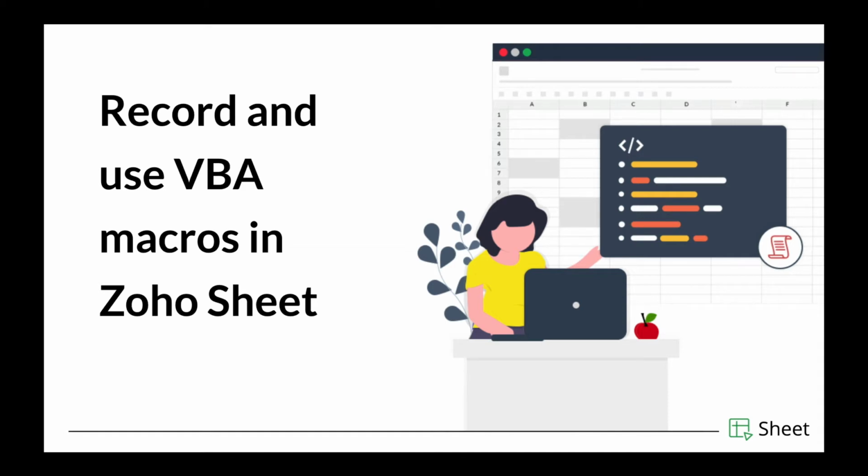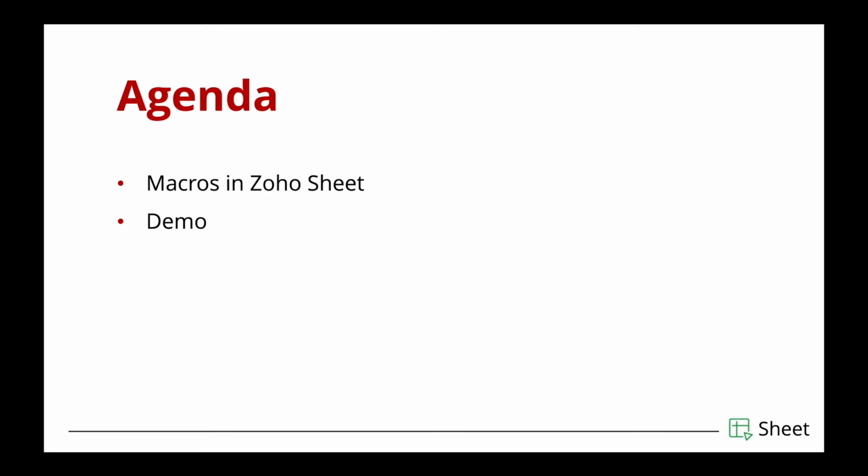In this video, we'll be looking at how you can record and use VBA macros inside Zoho Sheet. You can use these VBA macros to automate certain repetitive tasks that you perform inside your spreadsheet. In this video, I'll be giving you a brief introduction about macros in Zoho Sheet, followed by a demonstration where I'll be showing you how you can record and use those macros inside your spreadsheet in Zoho Sheet.